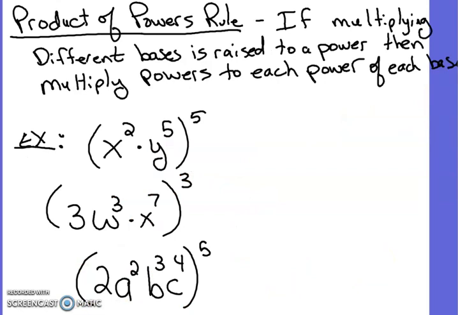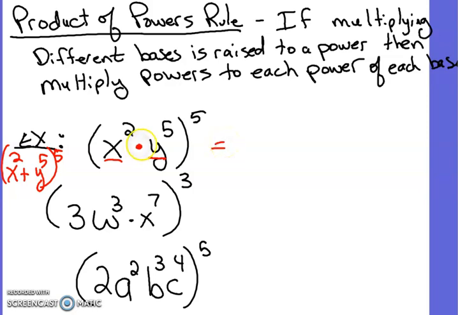Now this one takes a little bit of explaining. If you're multiplying different bases. So let me explain that. So look down at my first example. So if you're multiplying like bases, not adding. So this does not apply if I have this. Okay, this does not apply. So only if you're multiplying inside those parentheses, not adding. So if you're multiplying different bases, and that's raised to a power, then multiplying powers to each power of each base. Now that, again, sounds kind of confusing, but look what that really is talking about.